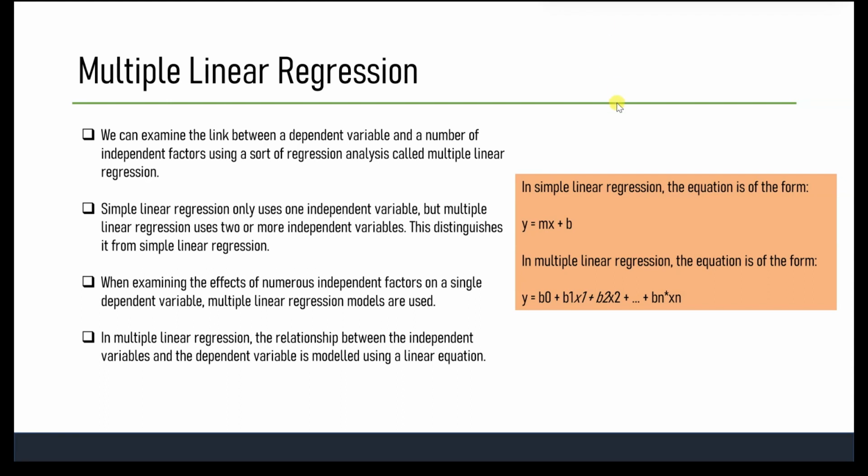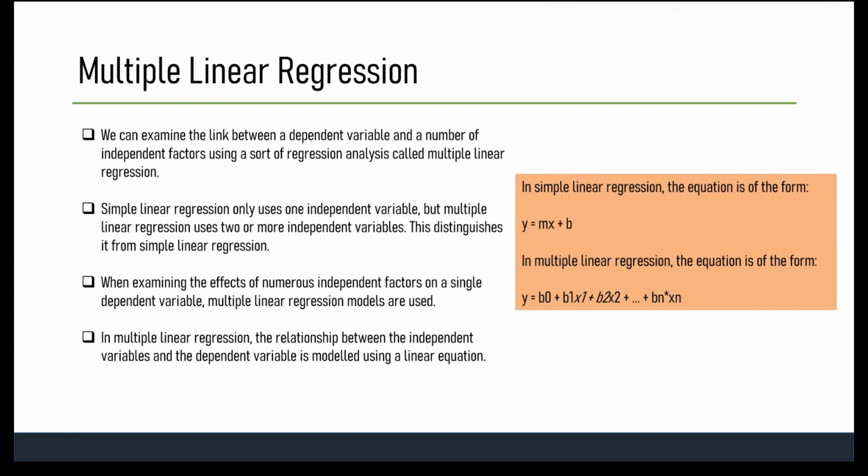In simple linear regression, the equation was of the form y equals mx plus b, where y is the dependent variable, x is the independent variable, m is the slope and b is the y-intercept. In multiple linear regression, the equation changes to y equals b0 plus b1 x1 plus b2 x2 and so on up to bn xn, where y is the dependent variable, x1, x2 up to xn are the independent variables, and b0, b1, b2 up till bn are the coefficients, or you can say weights, of the independent variables.